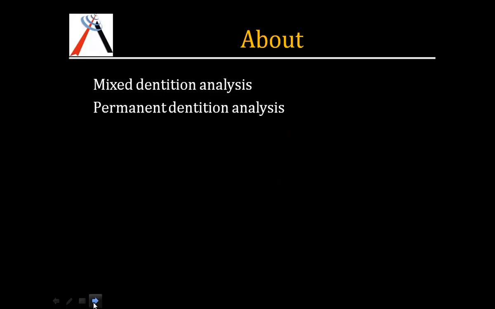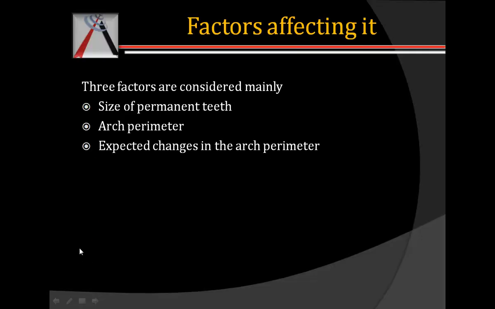So let's begin. There are two types of model analysis: the analysis which can be done in the mixed dentition and the one which can be done in the permanent dentition. There are three factors which basically affect this model analysis: the size of the permanent teeth, the arch perimeter, and the expected changes to happen in the arch perimeter.